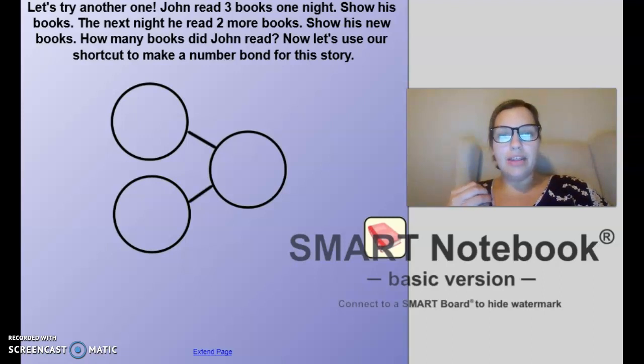John read 3 books in 1 night. Wow. Show his books. Go ahead, pause me and show his books. You'll need a new number bond, but John read 3 books in 1 night. Show his books. The next night, he read 2 more. Go ahead and show his new books.